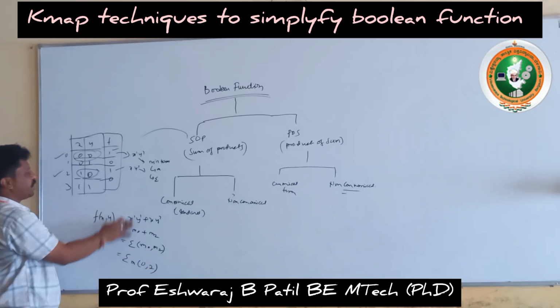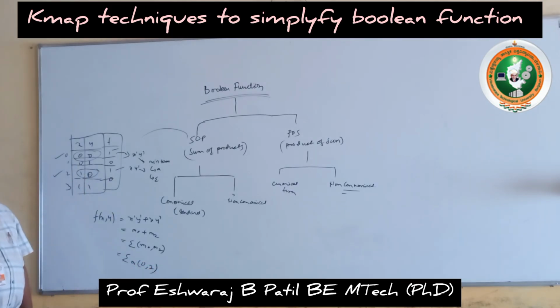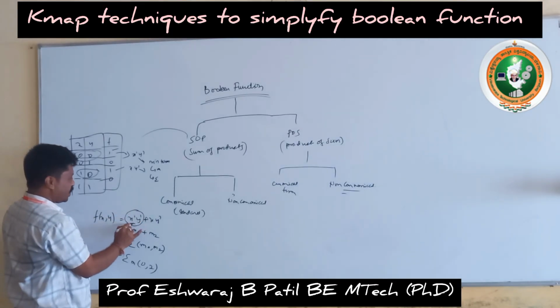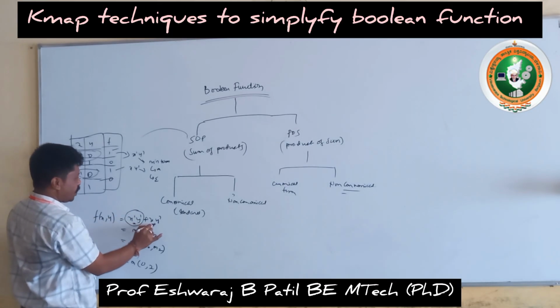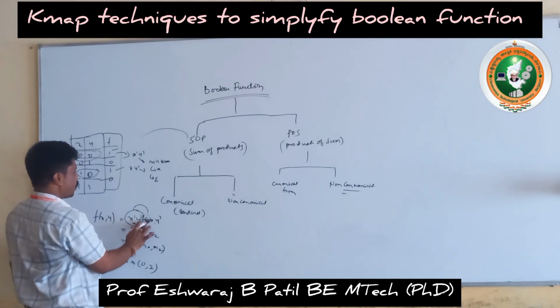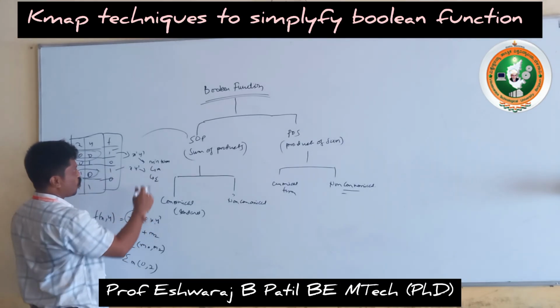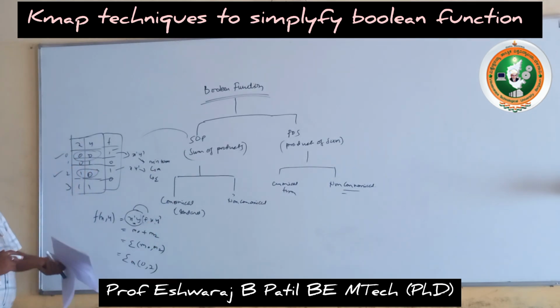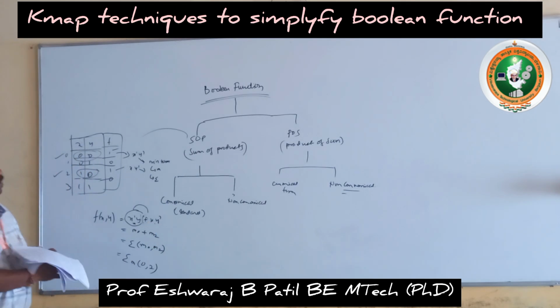This is what we call the SOP form for two variables. The same applies to SOP for three variables and for four variables. Whatever terms are there, these are products, and we call this the sum of products, that is the SOP form. Similarly, we can also have the POS form.